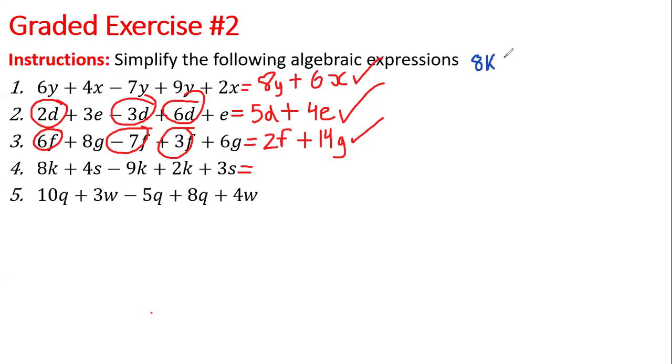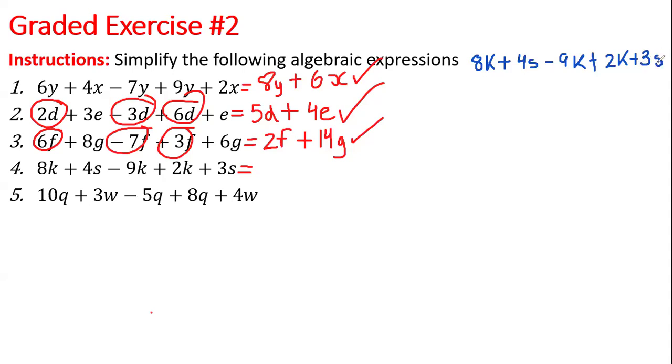Pardon me, Mr. Petit. Use the sign of the bigger number. We're gonna do it right now. 8K plus 4S minus 9K plus 2K plus 3S.